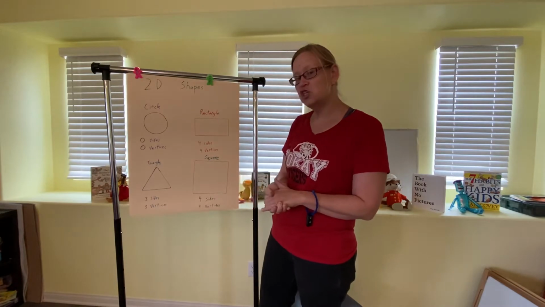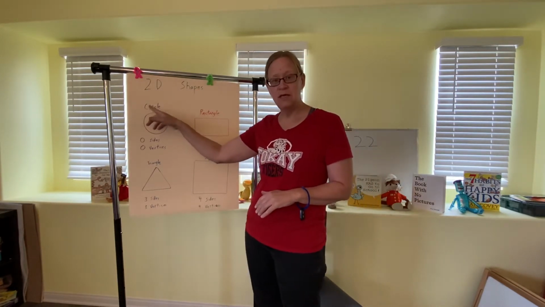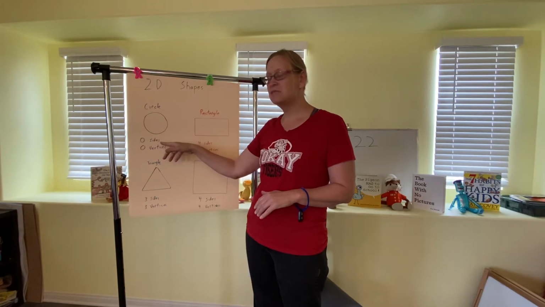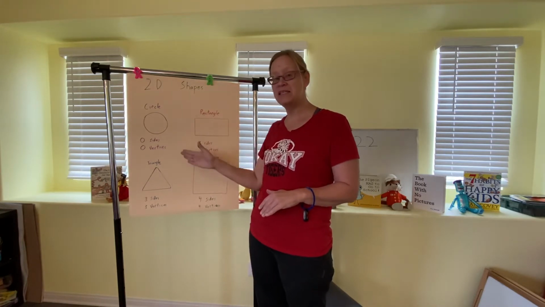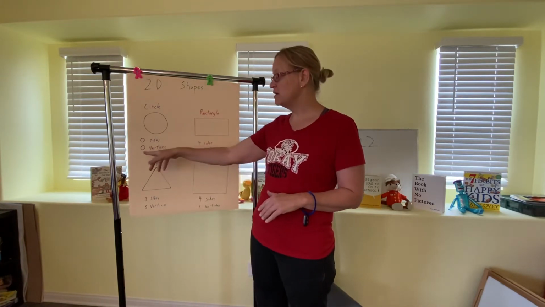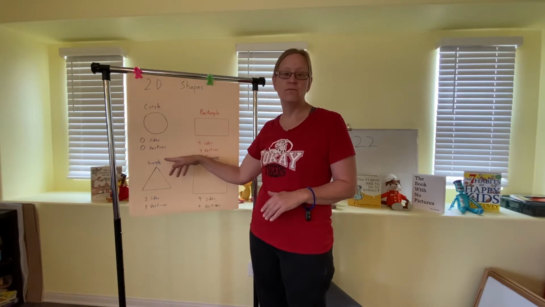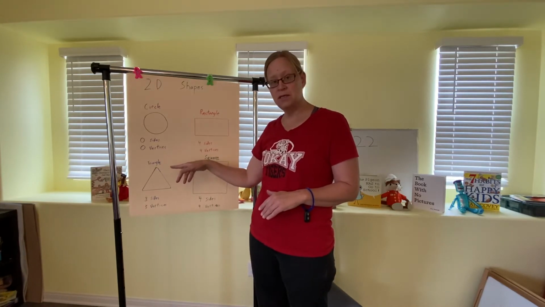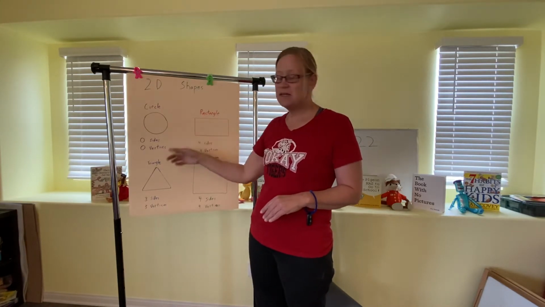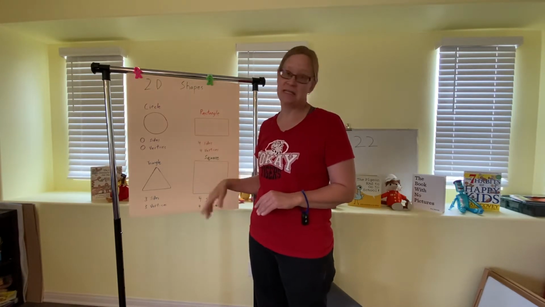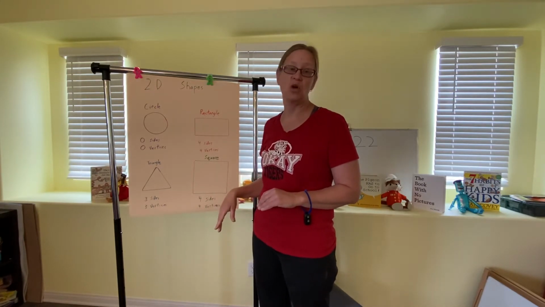So a 2D shape is a circle. A circle has zero sides. It doesn't have any lines on it. Doesn't have any sides. It also has zero vertices. Vertices are corners. So a circle does not have any sides. It does not have any vertices or any corners.